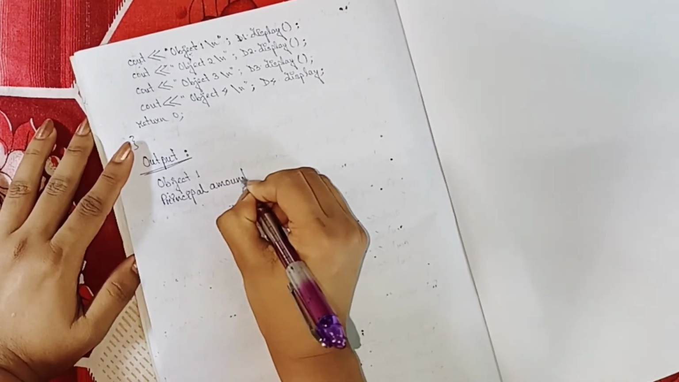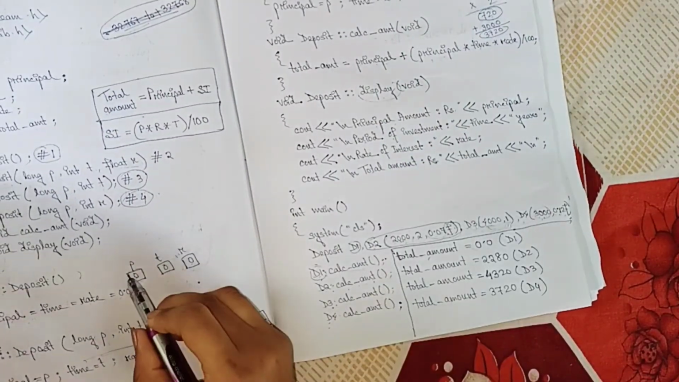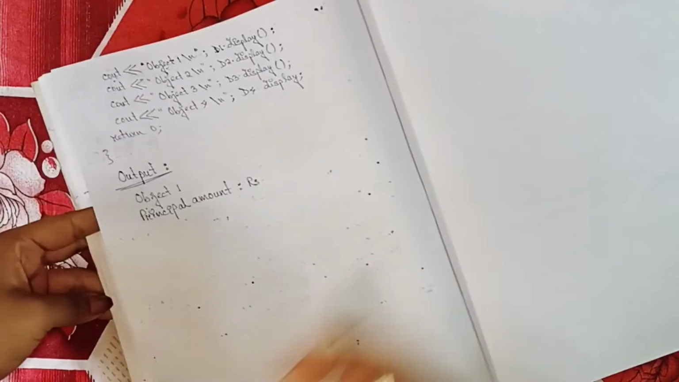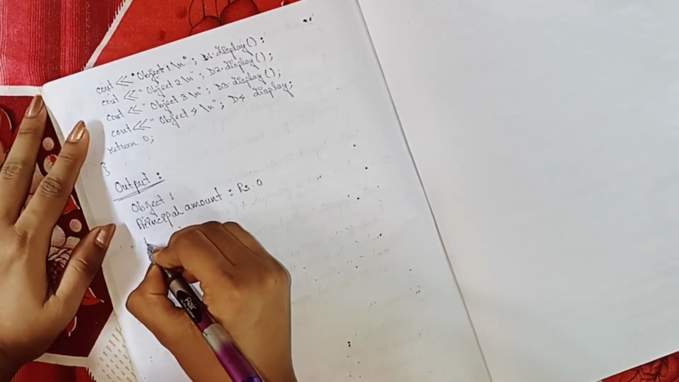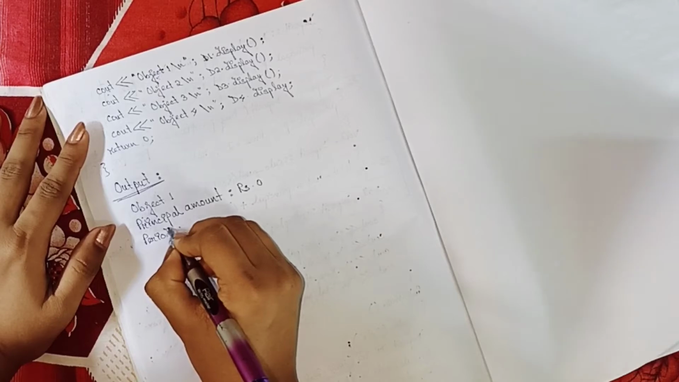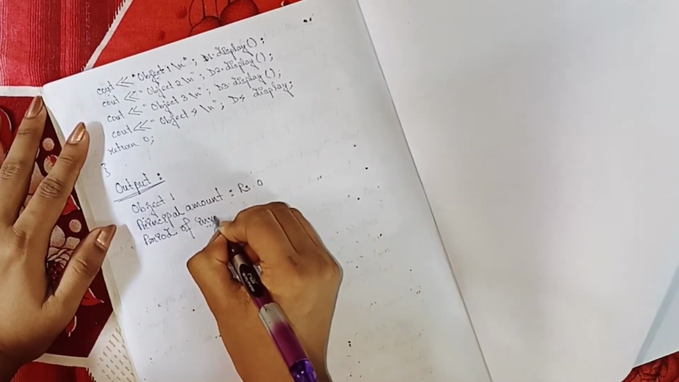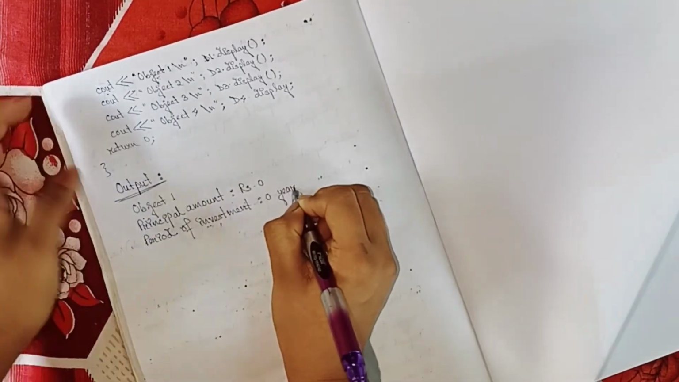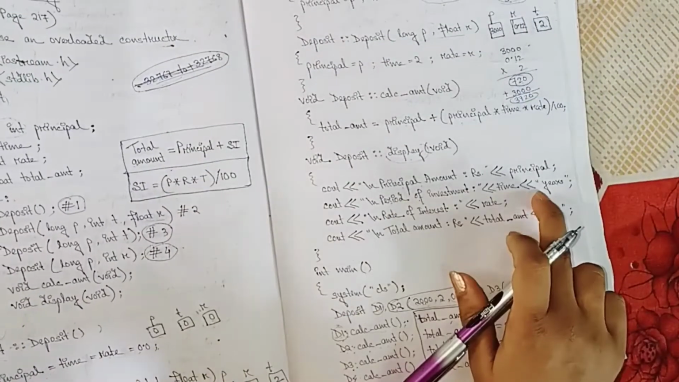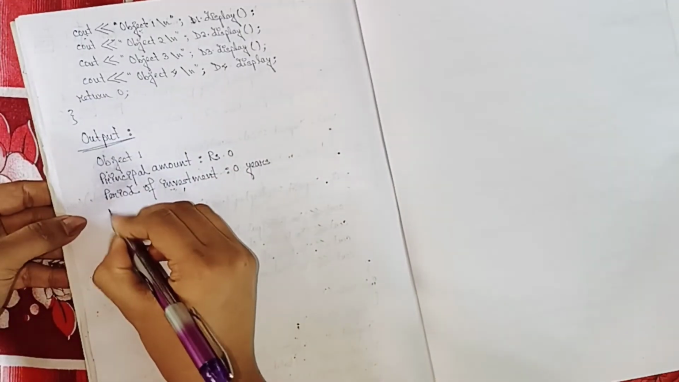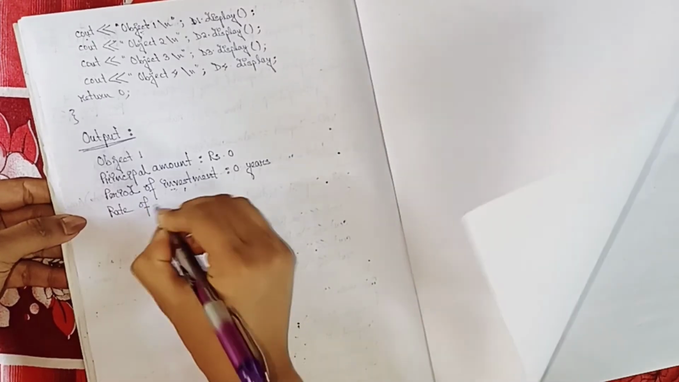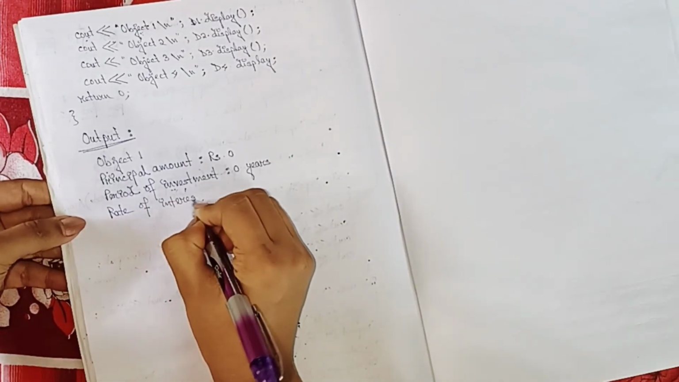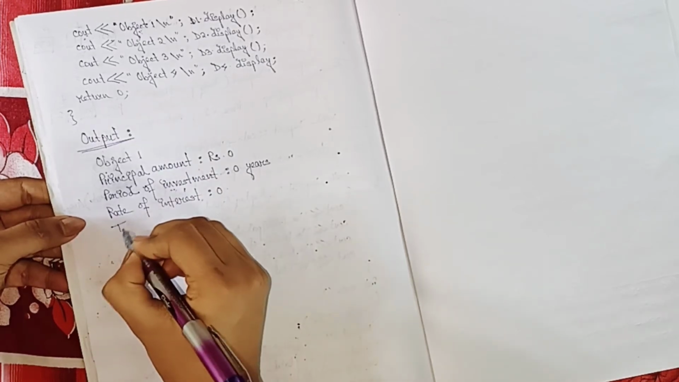Principal amount will be what? Rupees. What is the principal for D1? For D1, principal, time and R, all the three are 0. So principal 0, period of investment also 0 years. Years, because in the main we have written time then years, that's why we have written like this. Then comes rate of interest, this is 0, and then comes your total amount.